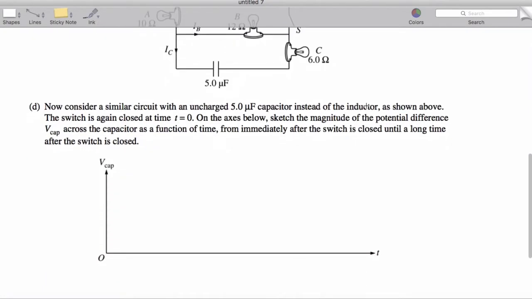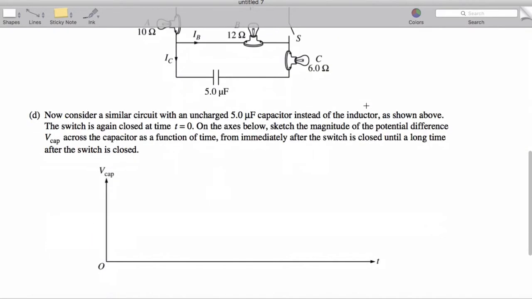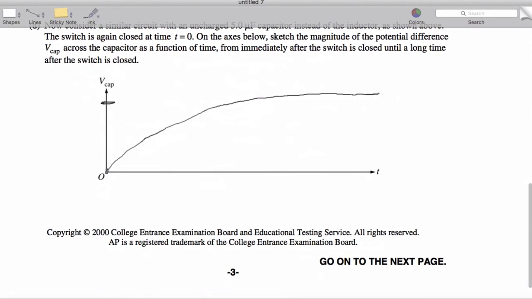We're going to do a very similar thing. We have a similar circuit with the capacitor. Now what's going to happen with the capacitor is it's going to do the exact opposite of what the inductor does. So it starts off at a voltage of 0, and then it's going to reach some asymptotic limit right here. So that is part D. And I'd just be clear that this is an asymptote like that. All right, so that is question number 1 on the homework.